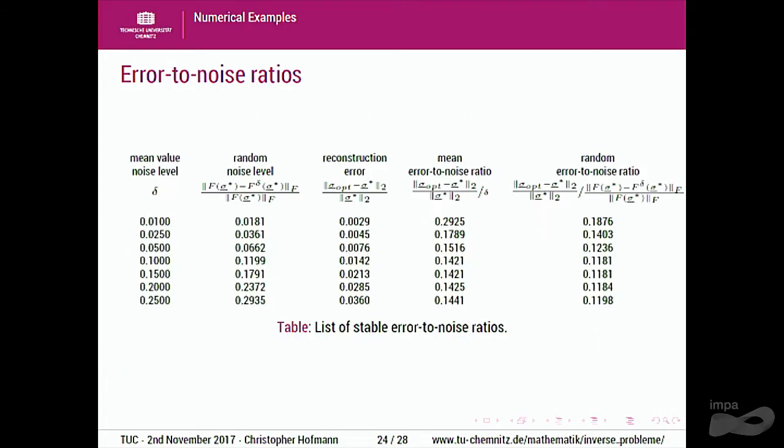So what can we see on this slide? In the first column, we have the mean value noise level. Then there's one particular realization. The third one shows us the reconstruction error. The fourth is the mean error to noise ratio and the random error to noise ratio. So the most important numbers are these. We can see that the mean error to noise ratio as well as the random error to noise ratio, even for very high noise, is constant. So the problem might not be as ill-posed considering these small discretizations as we first believed.